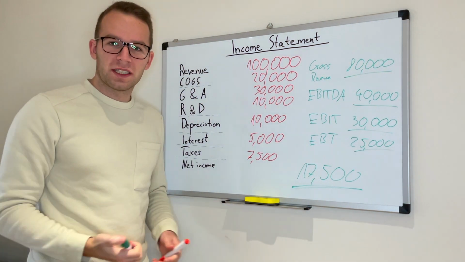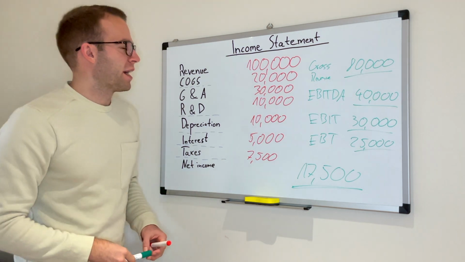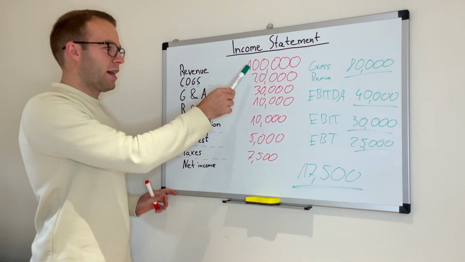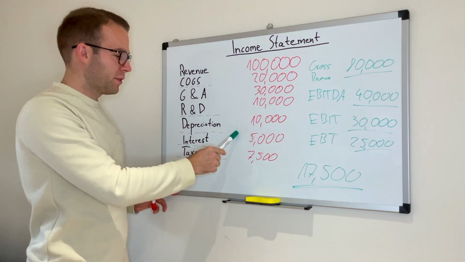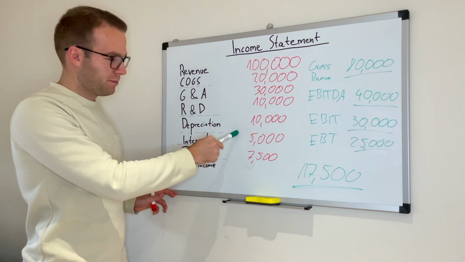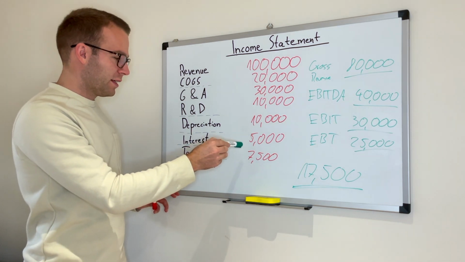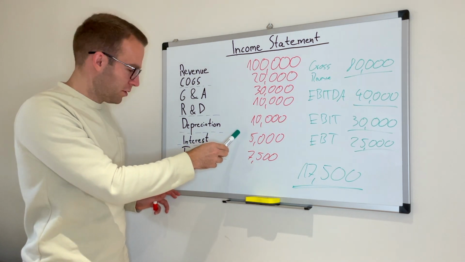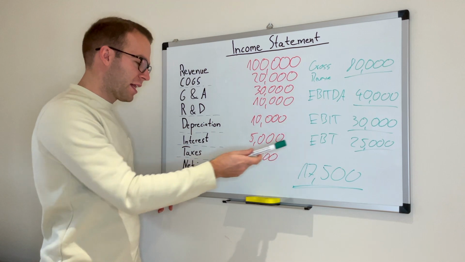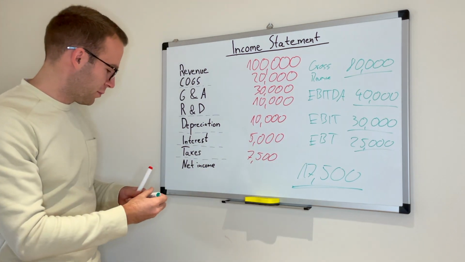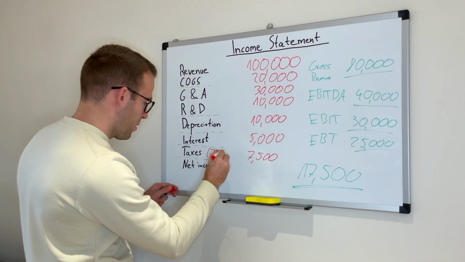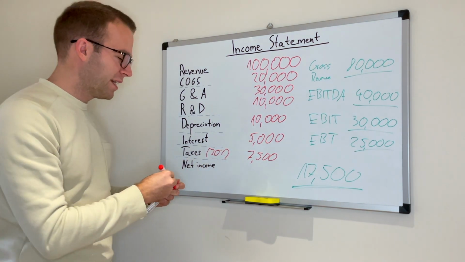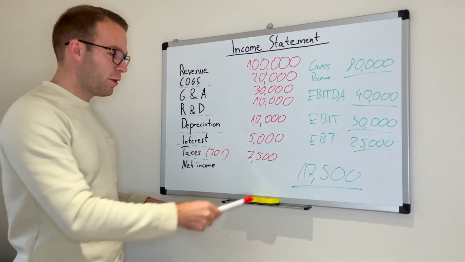So that's very positive. As you can see, let's go back to it. We have our revenue and we then subtract all different kinds of expenses. We take our interest that the company had to pay. From there we calculate the taxes. I'll just put tax rate 30%. And we get our net income.